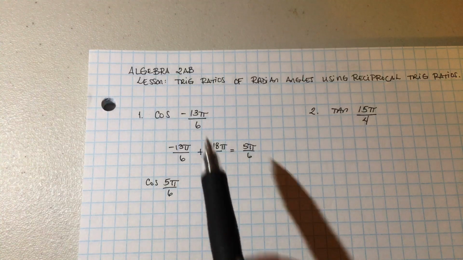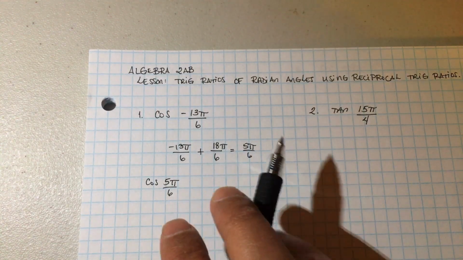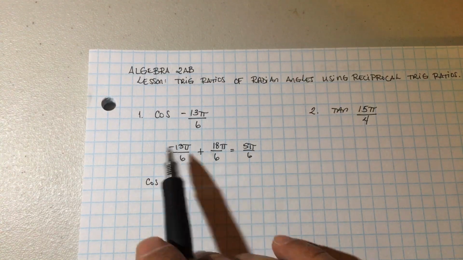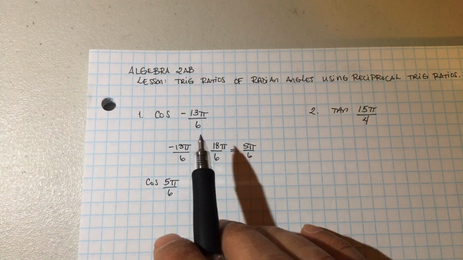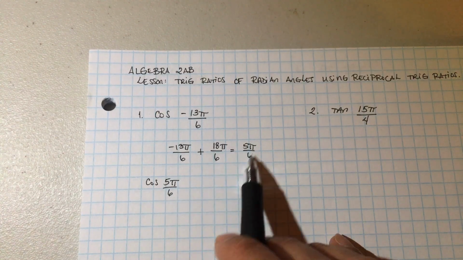So what did I do? How many times does 6 go into 13? We said 2. But if we do 2, it's still going to give us a negative angle. So we did one more. We did 3. Okay, so now we have 5 pi over 6.